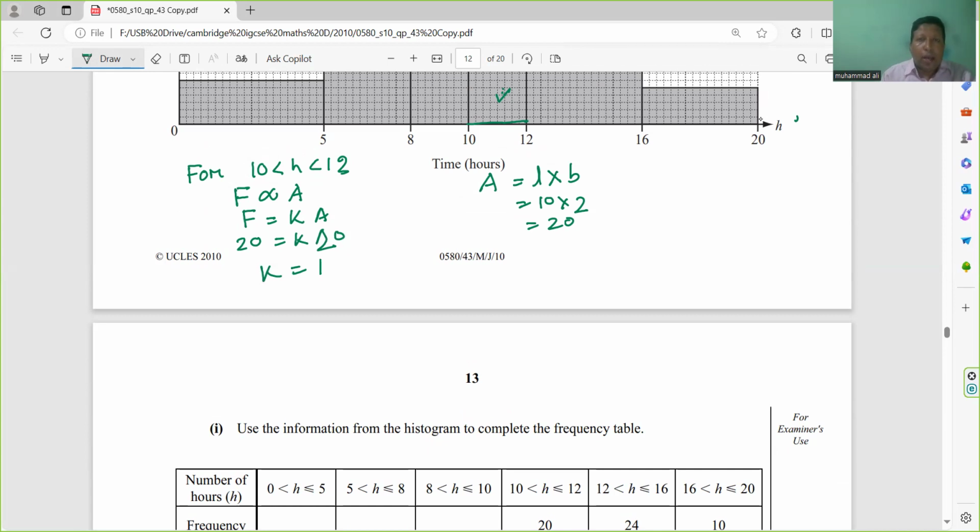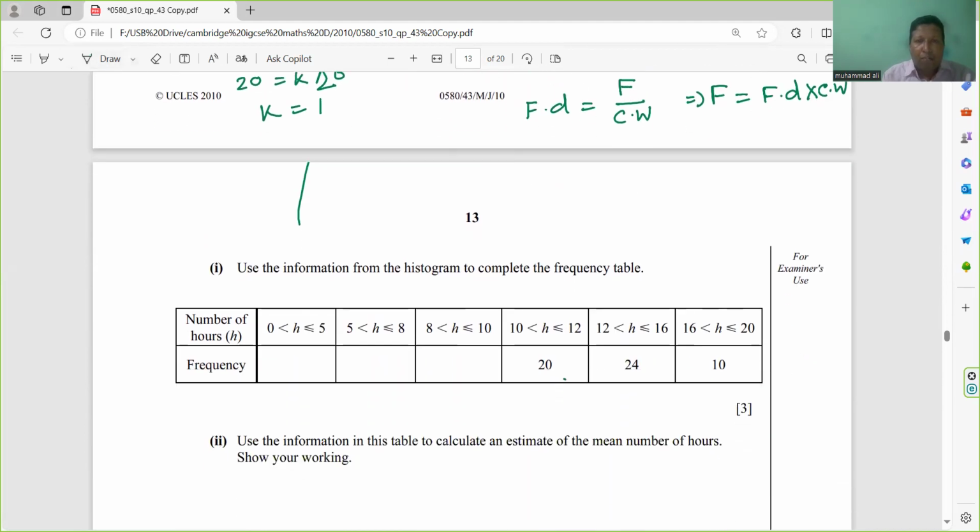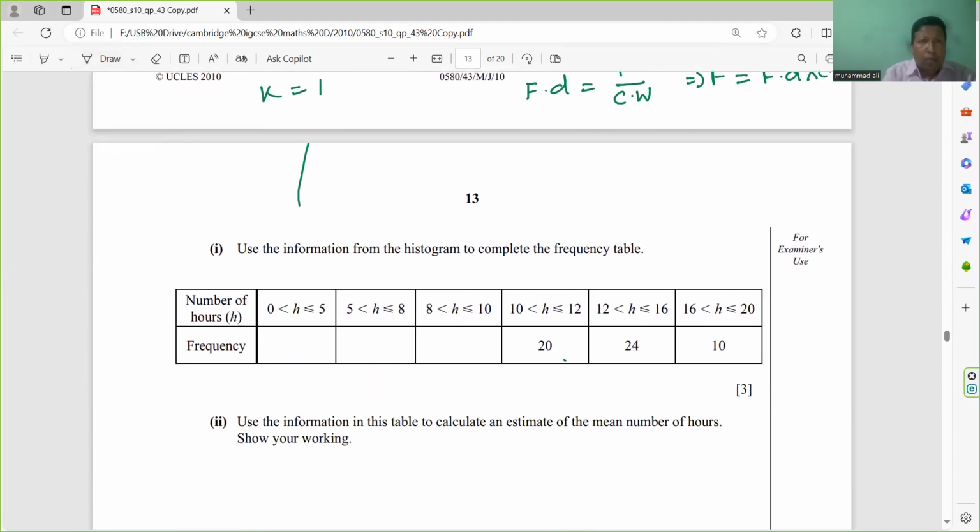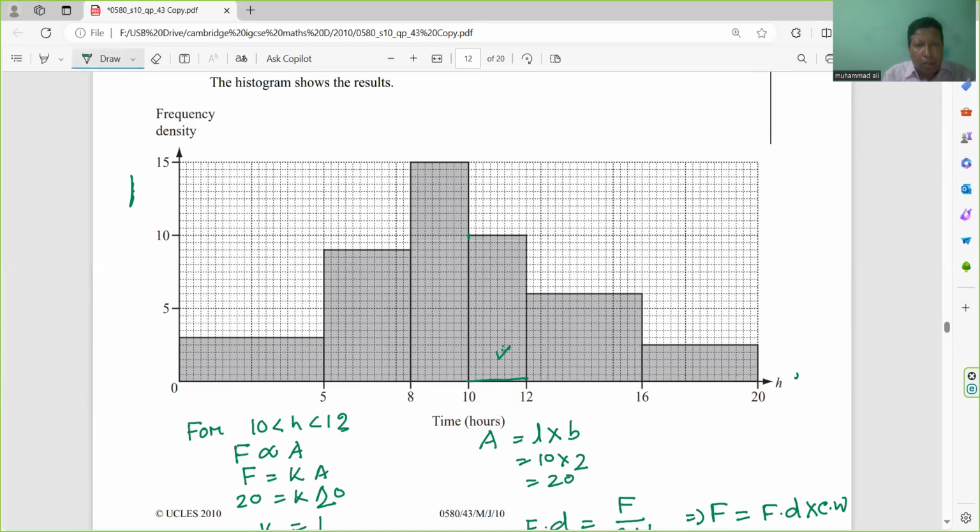So as K equals 1, frequency density equals frequency divided by class width, or we can write frequency equals frequency density multiplied by class width. We will use this formula to find the frequency of the other three intervals. Now, on the vertical side, 2 centimeters is taken as 5. So 5 divided by 10 means 0.5. Each box is 0.5 vertically.